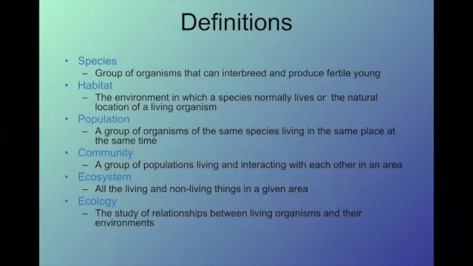A community is everything within this ecosystem interacting. So, all of the living organisms, the dogs, the snails, the lizards, the plants, all of that coming together and interacting. An ecosystem is now all of the biotic and abiotic things in that area. And ecology is the study of how all of this interacts with each other.